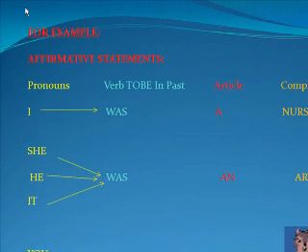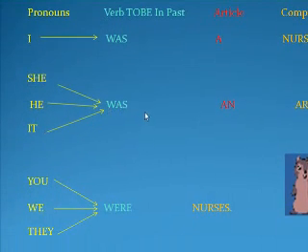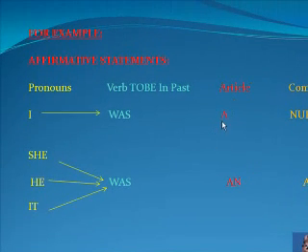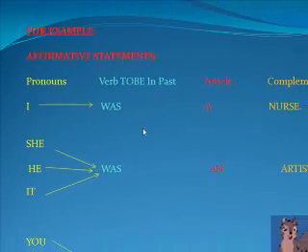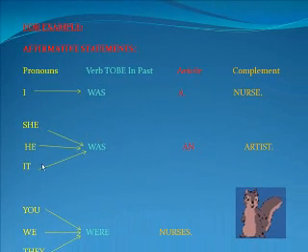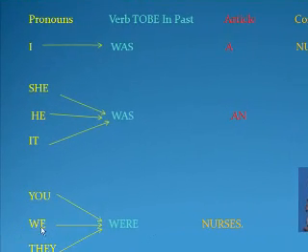For example, affirmative statement: pronouns, verb to be in past, article and complement. I was. She was. He was. It was. You were. We were. They were. More, article, an. I was a nurse. She was an artist. He was an artist. It was an artist. You were nurses. We were nurses.